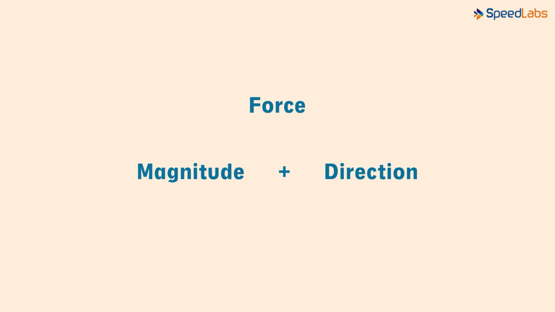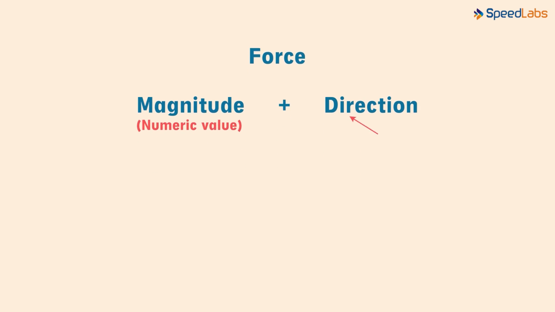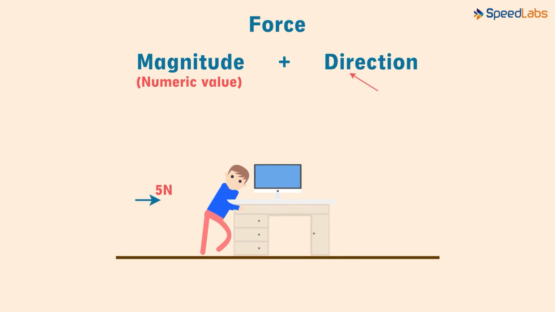In our previous video, we learned that force has both magnitude and direction. Magnitude is the numeric value, and the direction of force is the direction in which the force is acting. We had taken this example where a force of magnitude 5 newtons was acting on the desk in the east direction and then a force of magnitude 10 newtons was acting in the northwest direction. Note that Newton is denoted by N and it is a unit of force.